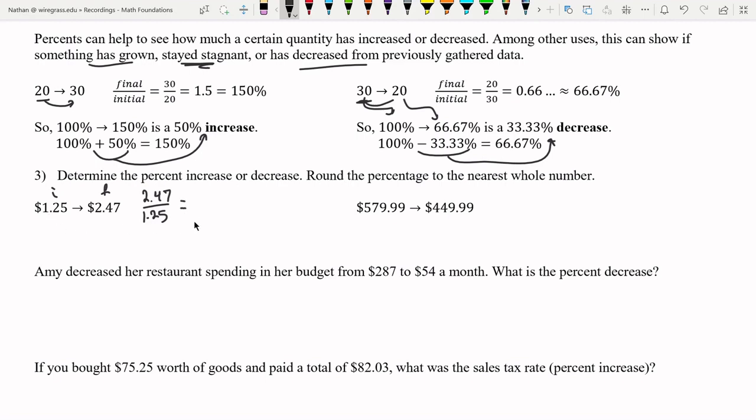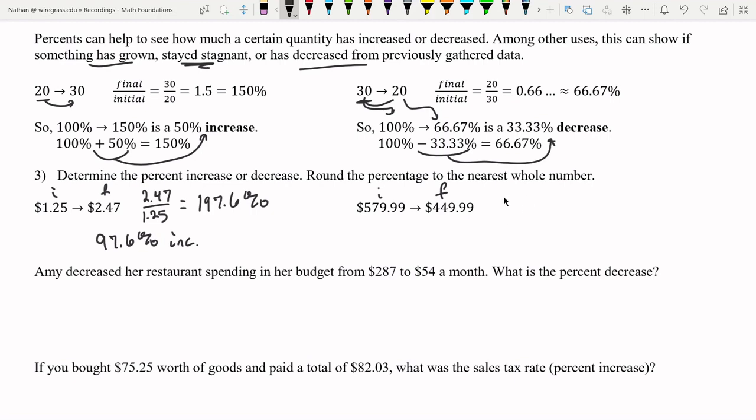Doing that on a calculator gives us 197.6%, which means that this was a 97.6% increase, because it's going to be what's above 100%. This one here, we're going from a larger amount to a smaller amount. So this is the initial, this is the final, and this is going to be a percentage decrease.